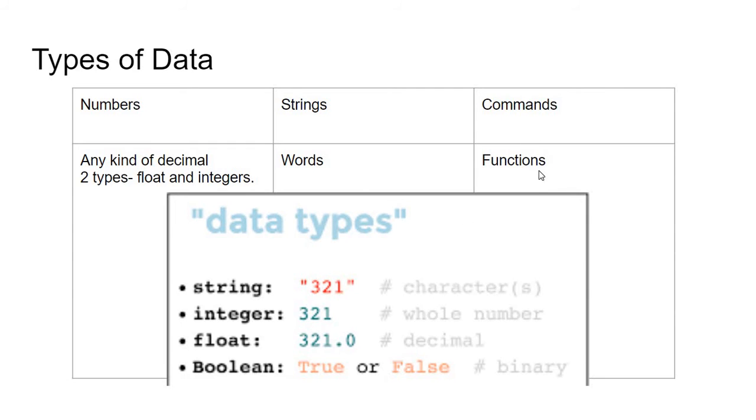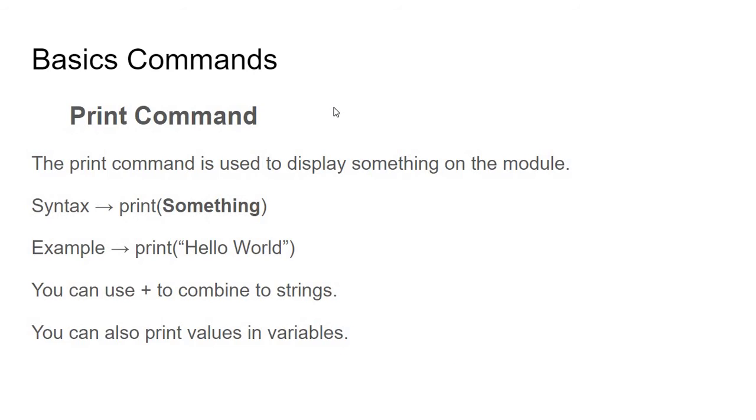Commands. So that's the last type of data. They're functions, basically. You can call these functions whenever you want, or you can even define your own to make coding much easier. There are many built-in functions which we're going to be covering today. So let's continue with this.